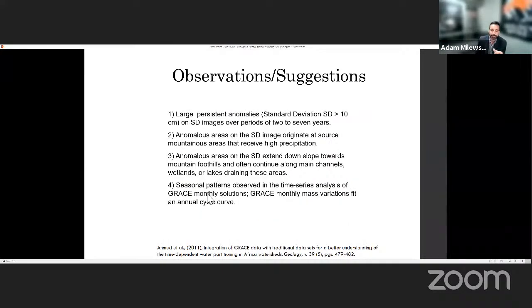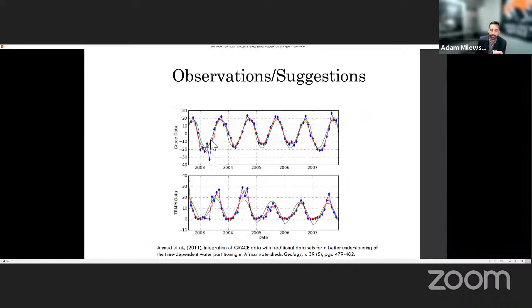And then lastly, there were seasonal patterns in the time series of the data. So what do we mean? You would actually see a wet and dry season in the groundwater anomalies. So this allowed us to know that GRACE can be used on a larger scale. And we still have to remove some of these artifacts, but some of them are real.